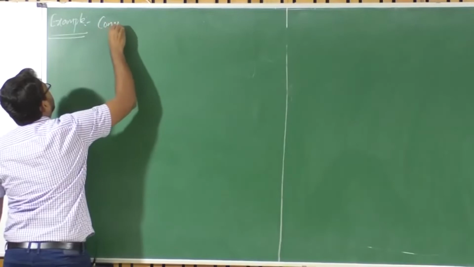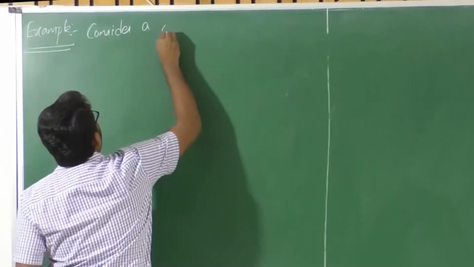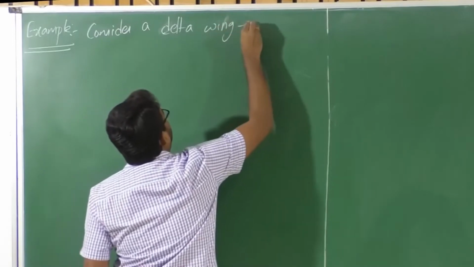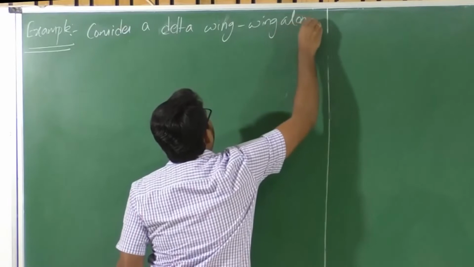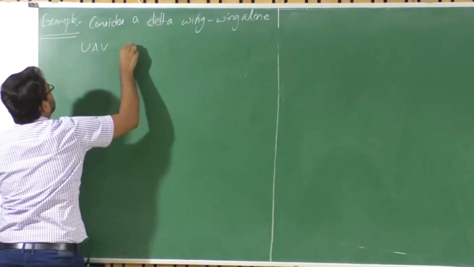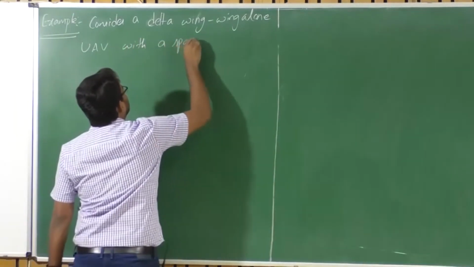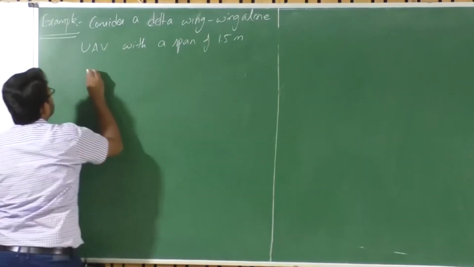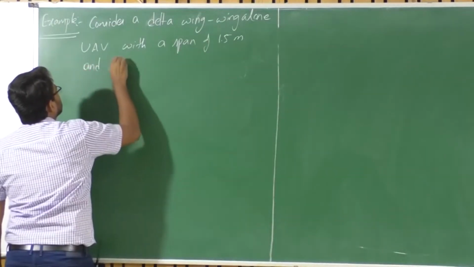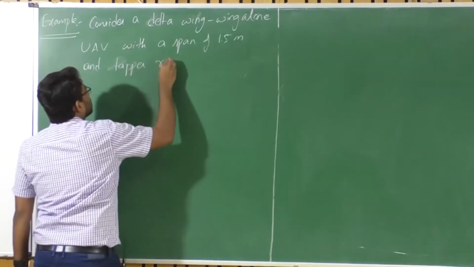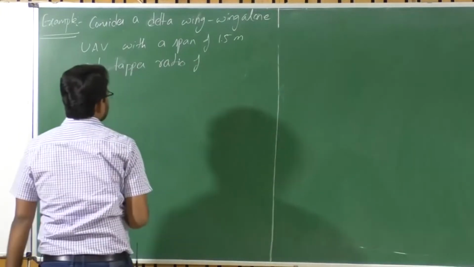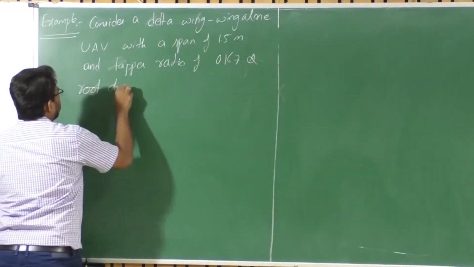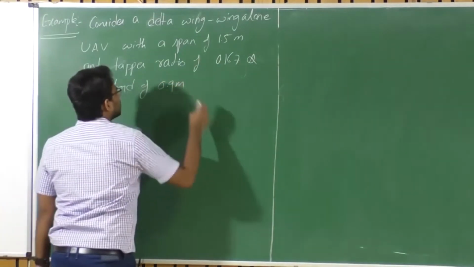Right? So consider a delta wing alone UAV with a span of 1.5 meters, and a taper ratio of 0.167 and root chord of 0.9 meters.